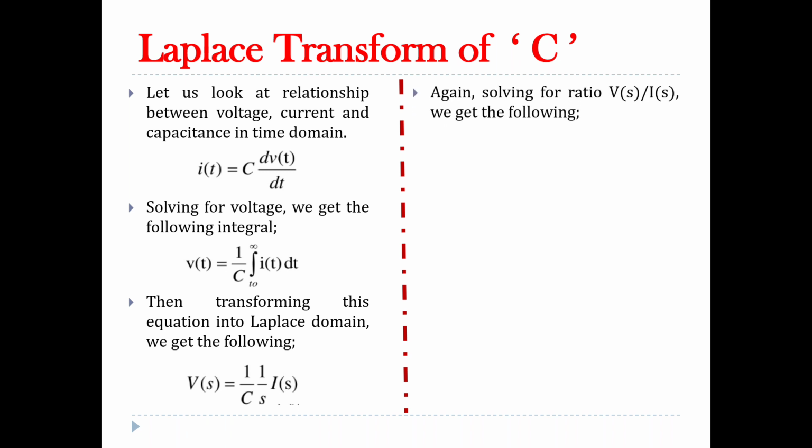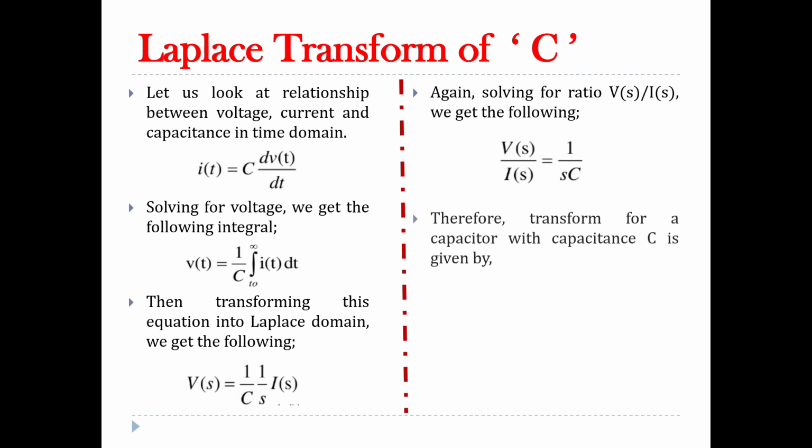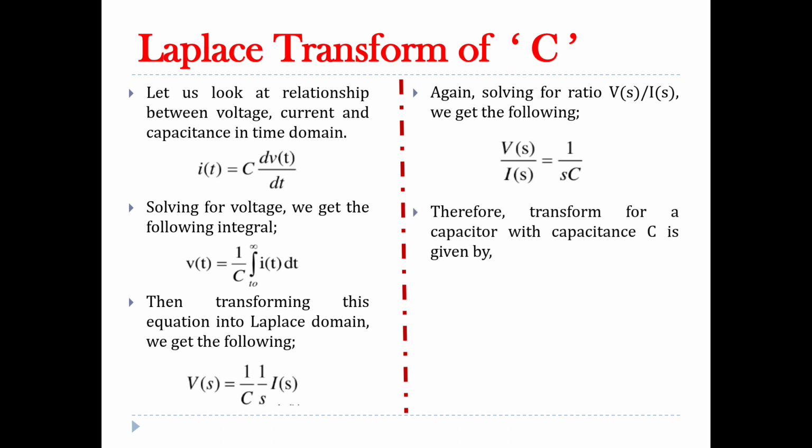Again solving for the ratio V(s)/I(s), we get V(s)/I(s) = 1/sC. Therefore, the transform for the capacitor with capacitance C is given by the Laplace transform of a capacitor, which is equal to 1/sC.